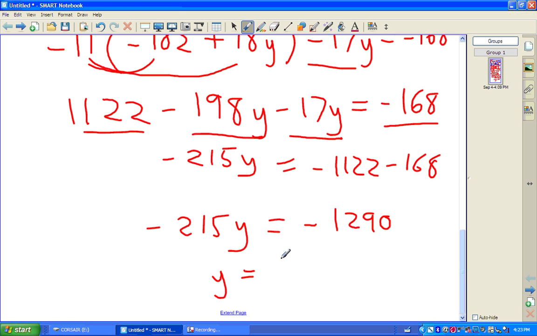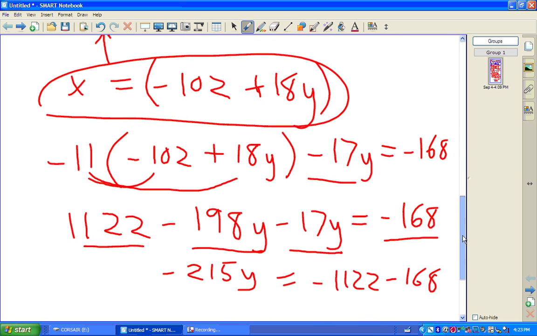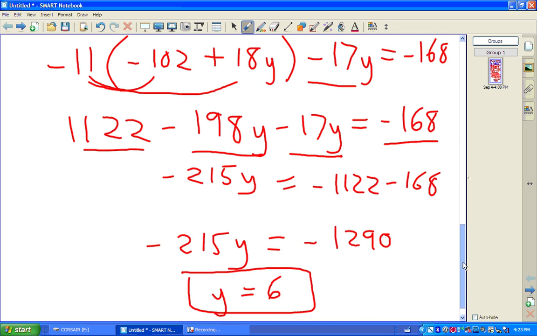and it turns out to be 6. If you were to get some crazy decimal answer here, like 14.256, that's probably a sign that you're not doing it correctly. When I get y equals 6, clearly that's a nice even number, and this problem was designed to work out smoothly for you. So that is a sign that you're doing it correctly.